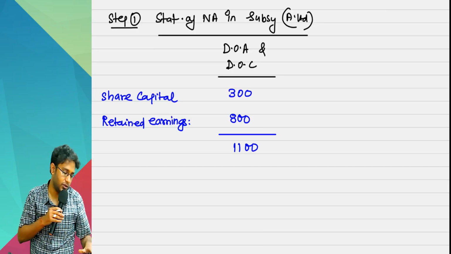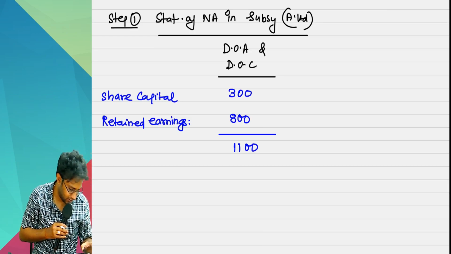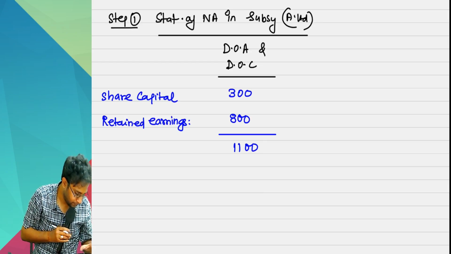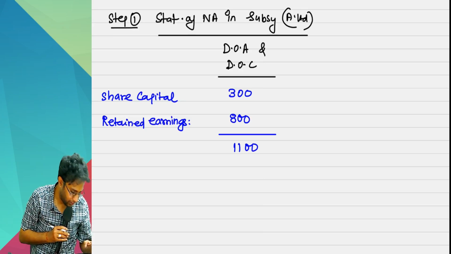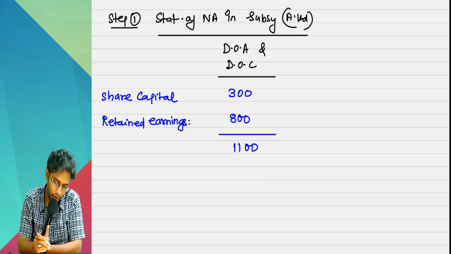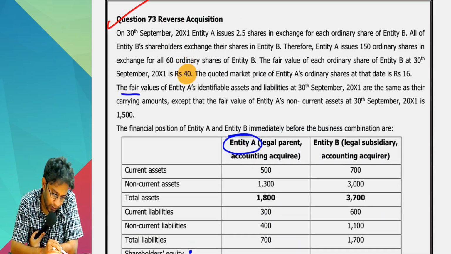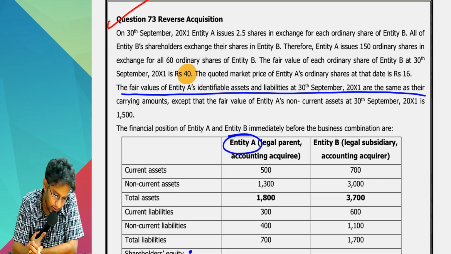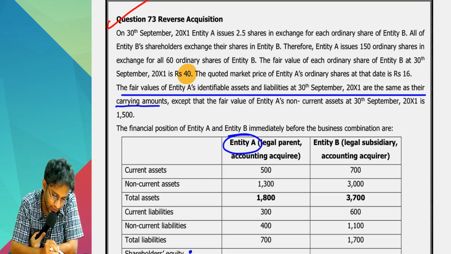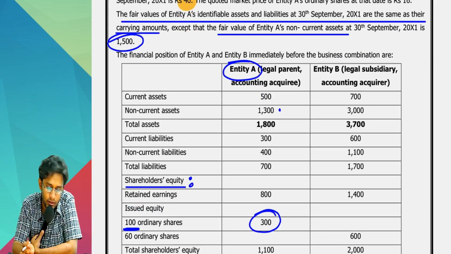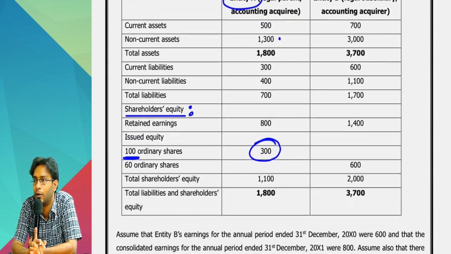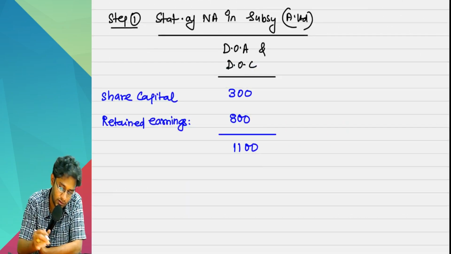Is there any asset which is fair valued? See the question; if something is given, something is taken over at fair value, bring it on. Somewhere it's given: the fair value of entity A's identifiable assets are the same as their carrying amounts, except that the fair value of non-current assets is 1500. What is the book value of non-current assets? 1300. 1300 assets now revalued at 1500. So 200 rupees you have to consider.